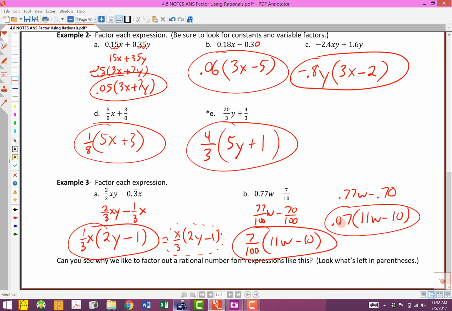So what we do is pull the nastiness out front, whether it's a fraction or a decimal, and then we leave the nice stuff inside, and that tends to work out well. That's what you'd be expected to do on your assignment. So make sure you're looking for that greatest common factor, whether it's in fraction or decimal form, and pulling those out. Okay, thanks a lot.